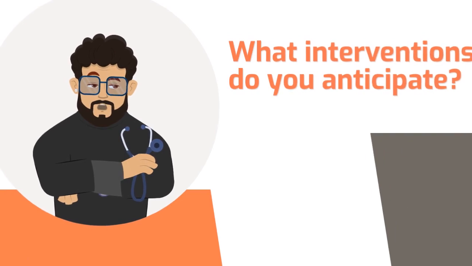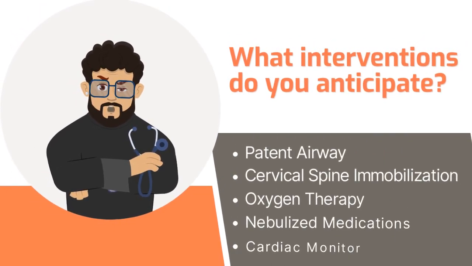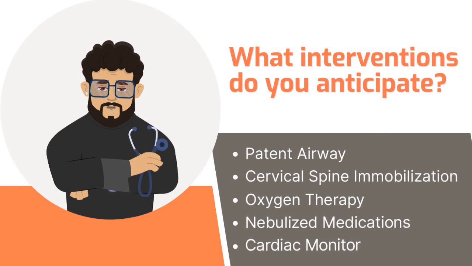Based on their findings, what interventions do you anticipate? If you answered the following, you are correct. We always start with the ABCs, including cervical spine immobilization due to Clarence's fall.